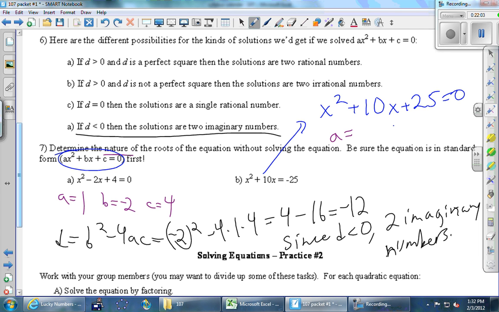And then we're going to pick off our A and B and C. How much is A? 1. B is 10. And C is 25. Positive 25. If you left it as negative 25, you'd get a different answer. You get a wrong answer. Can you guys go ahead and figure out what the discriminant is with that A, B, and C? It's the same formula, B squared minus 4AC with those numbers. See if you can find that value.